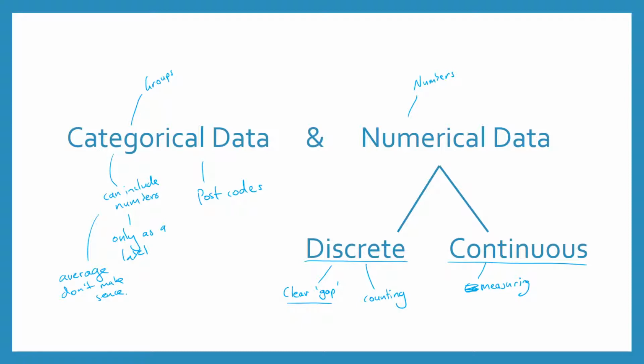So categorical data is in groups, numerical is numbers. While you can have numbers in categorical data, it's only as a label, not actually as the numerical value. So something like a postcode. Within numerical, you have discrete data, which is going to have clear gaps, often whole numbers, but maybe just a set interval between each number. And continuous data is found by measuring. It includes values inside each interval.